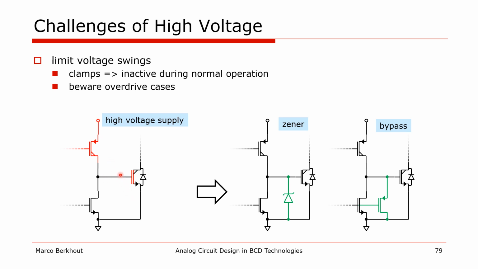This can occur during standby, as shown before, but also in overdrive cases when the closed loop system is forced outside its linear range. To prevent damage, we need to actively clamp the gate source voltage by using, for example, a Zener diode or a bypass transistor, as shown here.